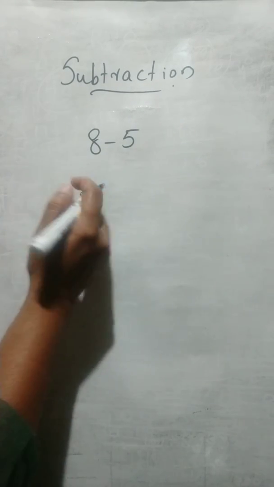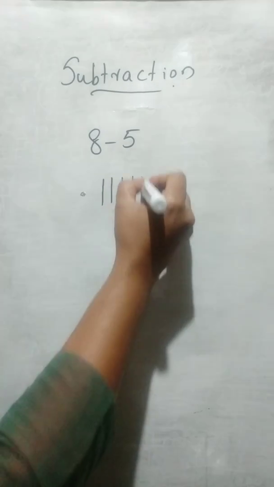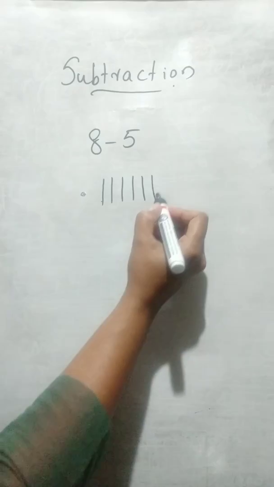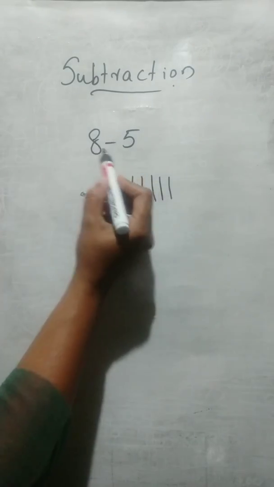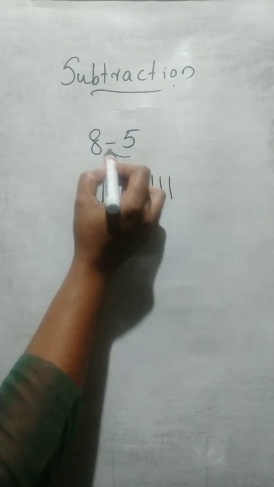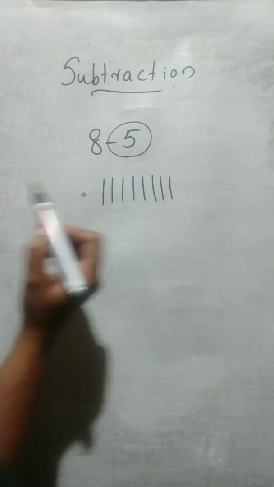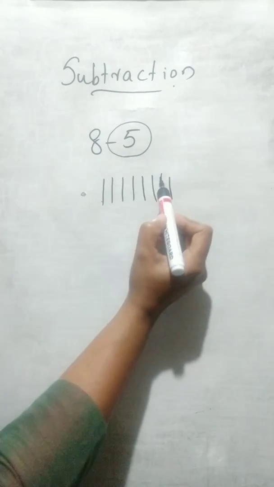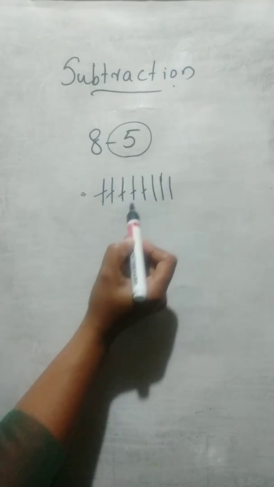Think that here we can think about 8 pencils. 1, 2, 3, 4, 5, 6, 7, 8. Okay, then from there we have to take away 5 pencils. So we can cut those 5 pencils from these 8 pencils. 1, 2, 3, 4, 5.